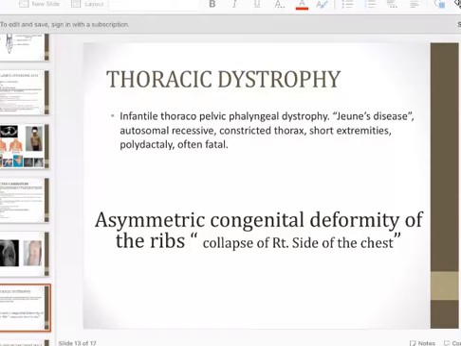Sometimes we have asymmetrical congenital deformity of the ribs. You find many ribs on the right side or left side. Some of the ribs are overlapping or maybe depressed.